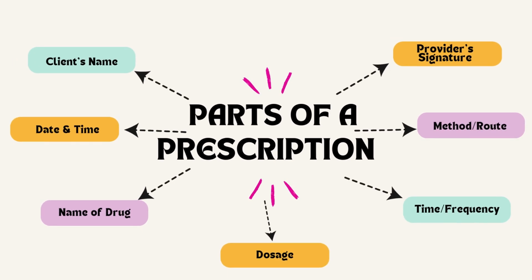Up next, let's discuss the parts of a prescription. A prescription must include the client's full name, date, and time, name of drug, dosage, time or frequency of dose, method or route of administration, and most importantly, the provider's signature.